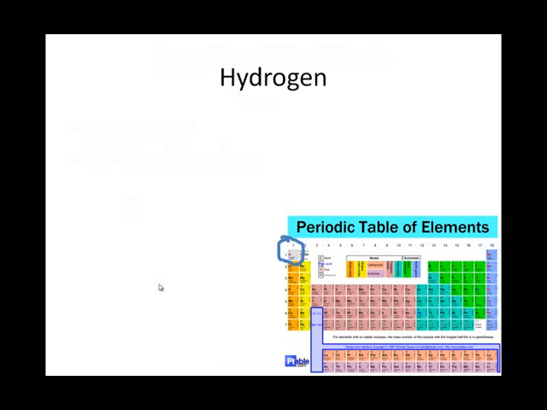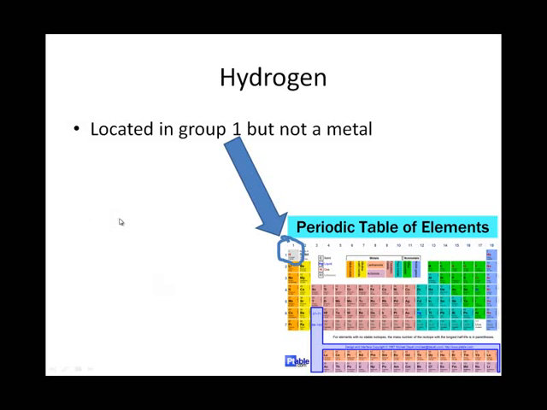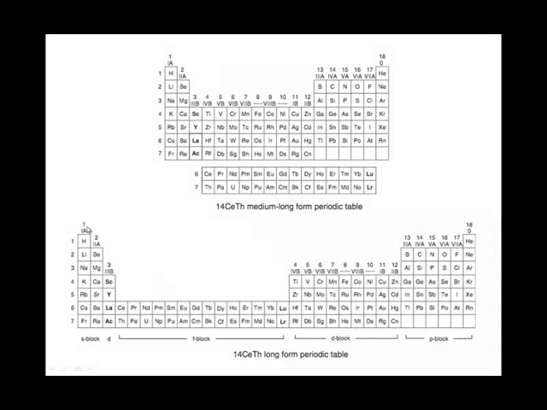Okay, hydrogen kind of stands by itself, so we talk about that separately. It is located in group 1, but it is not a metal. Okay? And it is a gas at room temperature.